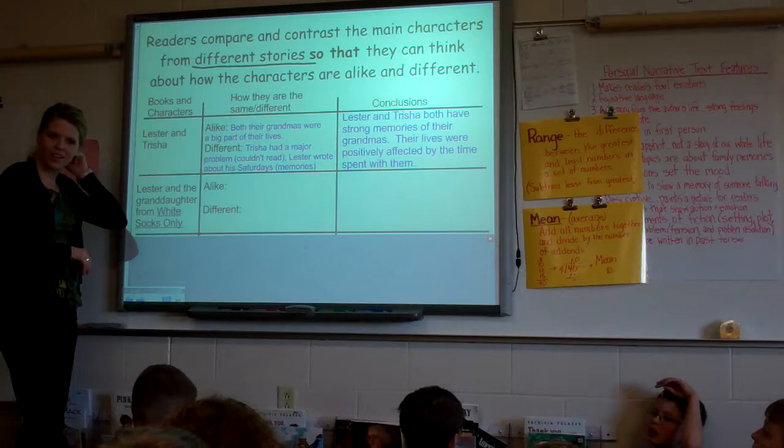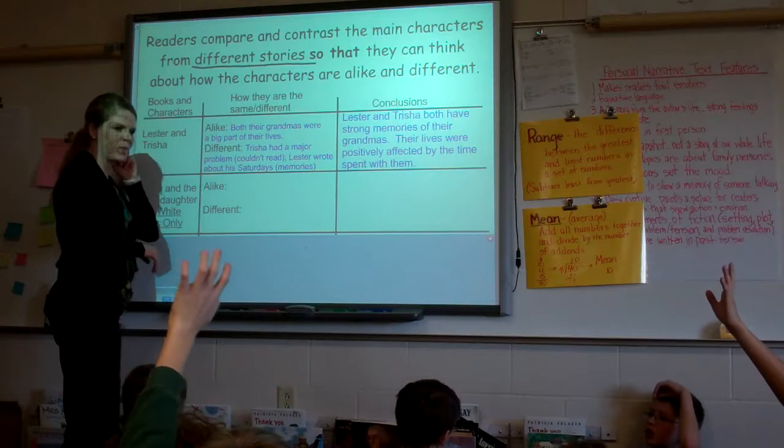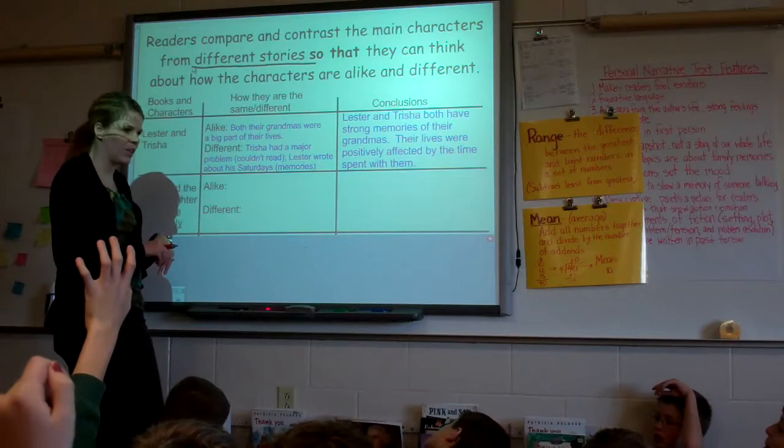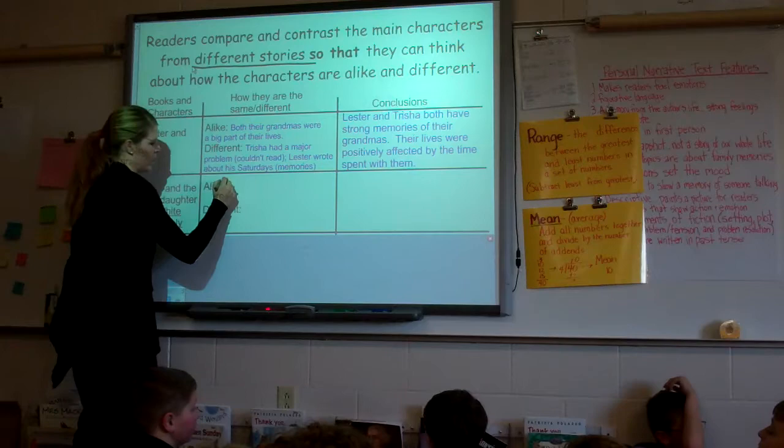How are they alike? Colin, how do you think they're alike? They're both kids. Okay, but let's get past the physical, like, they're both kids, one's a boy, one's a girl. Let's get to the character traits of them. How are they alike? Katie? They both love spending time with their grandmas. Okay, so they love spending time with grandmas.